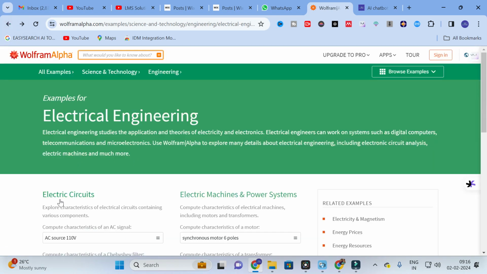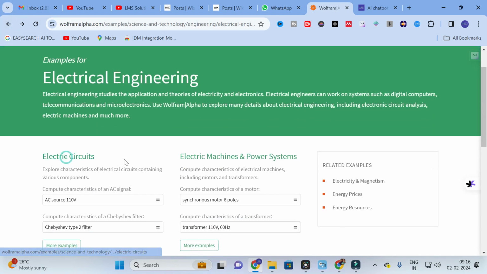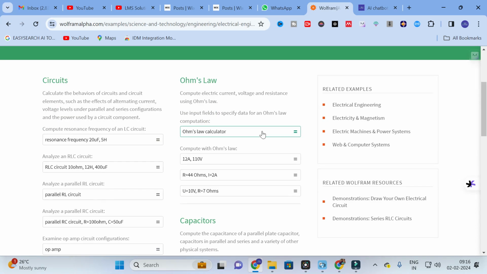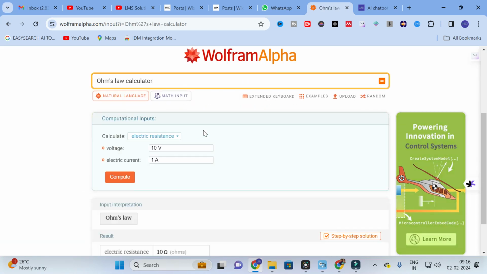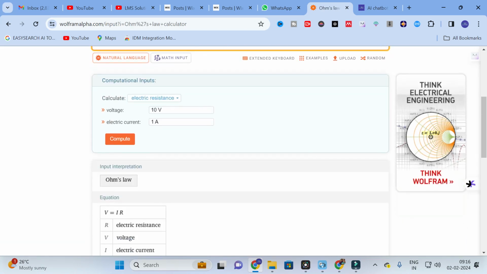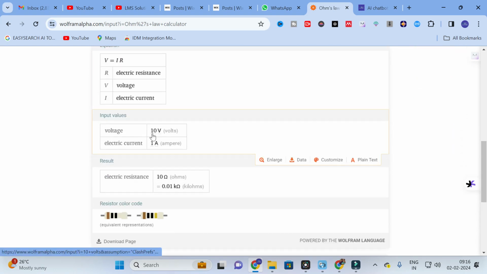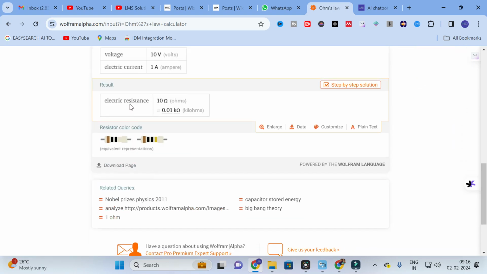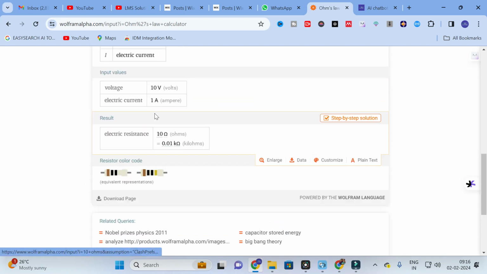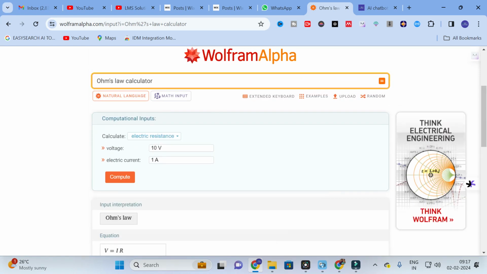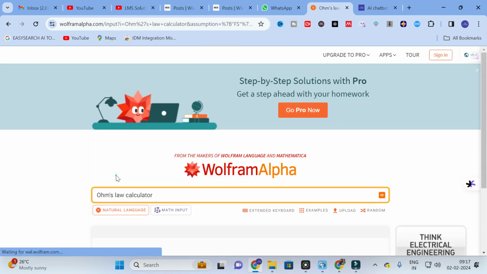Next I am showing a live example, electric circuits. Here you can see the Ohm's law calculator. Just click on this Ohm's law calculator. Here you can see voltage and electric current. Then you can click on compute. Here you can see the electric resistance. This is the example, and you can customize it. Here you can give 20 instead of 10 and then click compute.